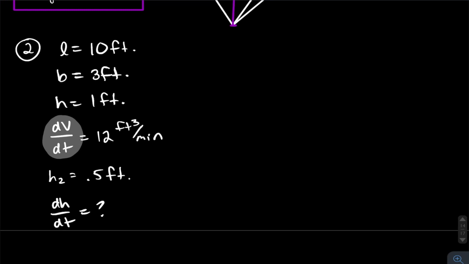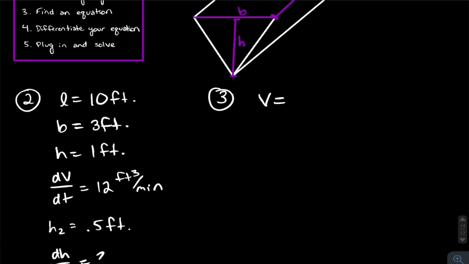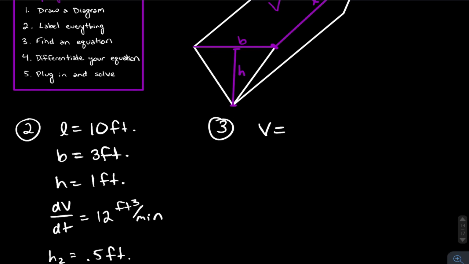Okay, so we need to relate volume and height. If we're relating volume, in pretty much any problem, you're going to need to use the volume equation. The volume of a triangular prism, you should be able to figure this one out. The volume of a rectangular prism is length times width times height. You can rewrite that as the area times the height, or the area times the length, or whatever you want to do.